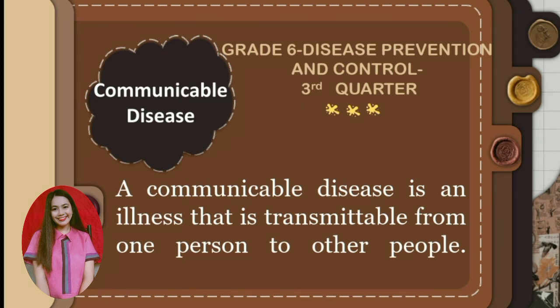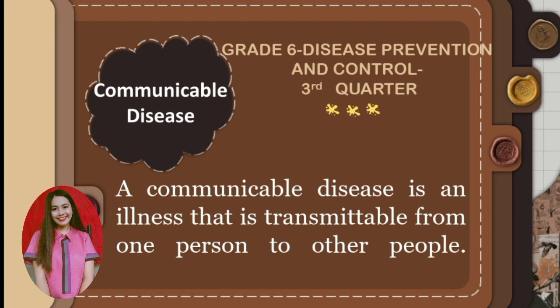Next is the third quarter of grade 6, which is disease prevention and control. First, what is a communicable disease? A communicable disease is one that is able to be transmitted from one person to another. This can be via various ways such as body fluids or indirectly via vectors such as insects.